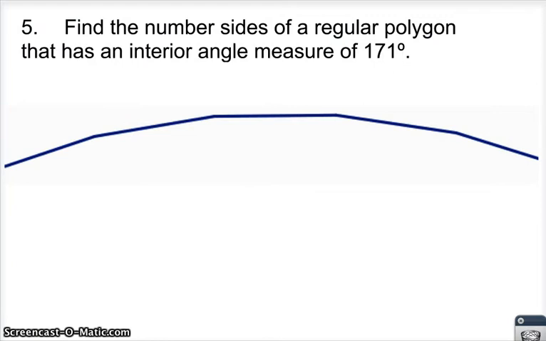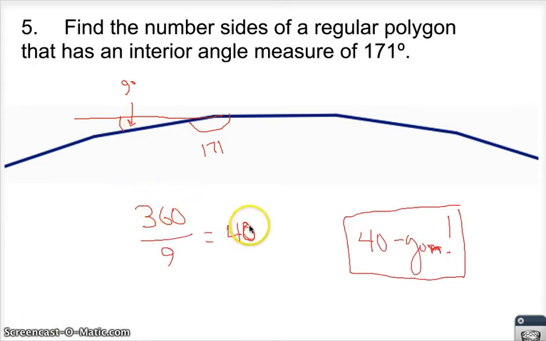All right, the number of sides is unknown here. So I just know that this is 171. I think the easy way to do this is think about, okay, well, what's the exterior there? The exterior there has to be 9 degrees. I know that 360 is the sum of all of them. So by simply dividing 360 by 9, I find out how many of them there are. There are 40 of them, so this is a little slice of a giant 40-gon.